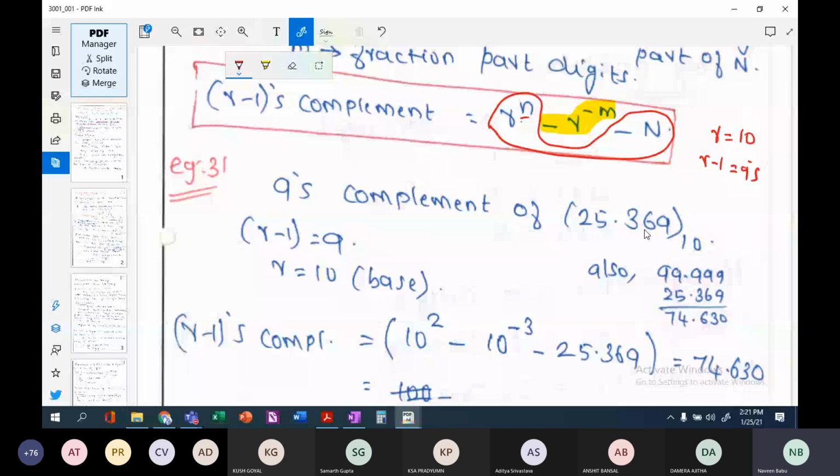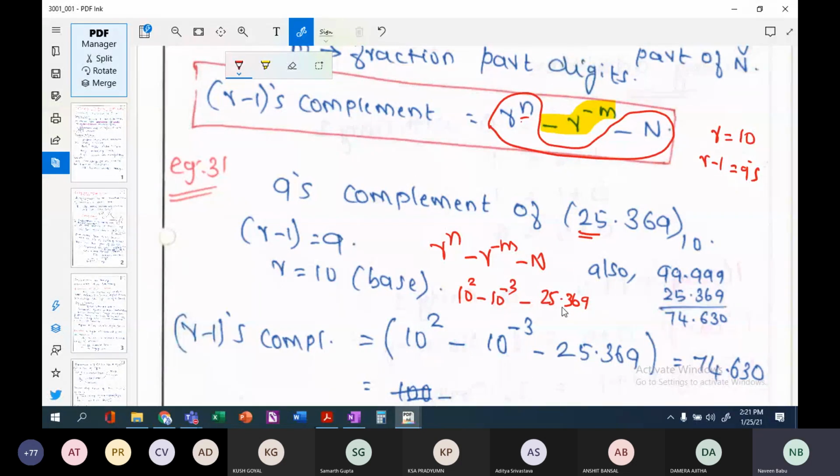So base here is 10. Number of integer digits is 2. Then the number minus base to the power, how many fractions you have? You have 3 fractional digits. So 10 power minus 3 minus the number 25.369. This is the general representation. You can use a calculator to do this. So what is 10 squared? 10 squared is nothing but 100, minus 10 power minus 3, which is 1 by 10 cube.